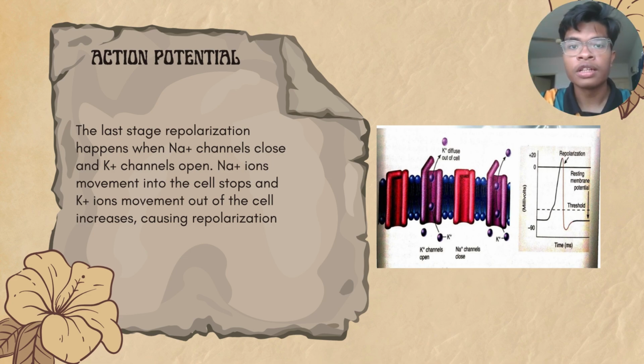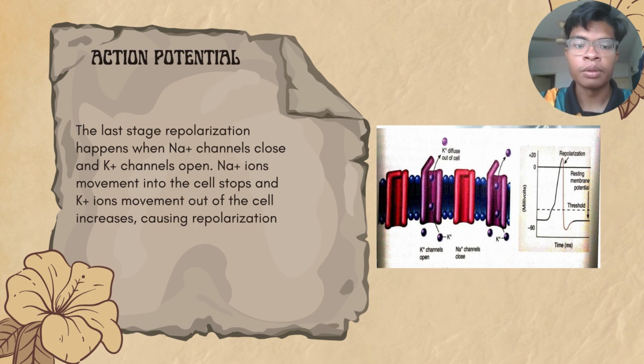Now, moving on to the last stage, which is repolarization. Repolarization occurs when the sodium channel is closed and the potassium channel is fully open. This means the movement of sodium ions into the cell stops. Meanwhile, the movement of potassium ions leaving the cell increases. The outflow of potassium ions makes the cell membrane return to its resting state, which is repolarization.